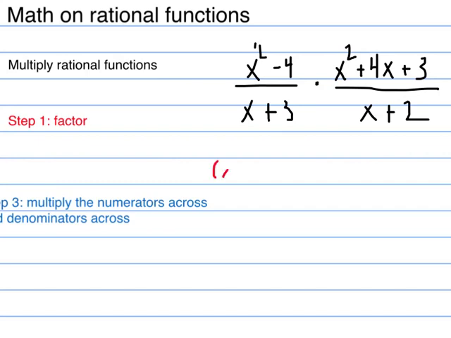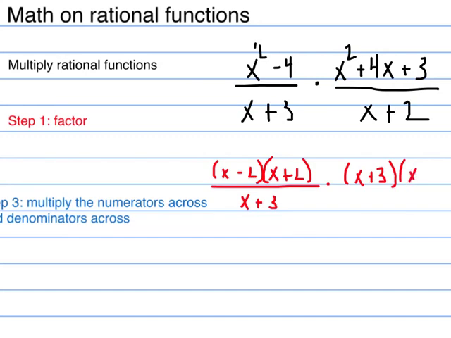I have x squared minus 4 is just x minus 2 times x plus 2. I can't factor x plus 3, so I've got x plus 3 here. And then times, let's factor the numerator there. We have x plus 3 times x plus 1, over x plus 2.